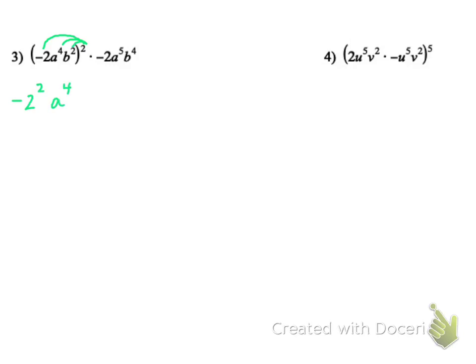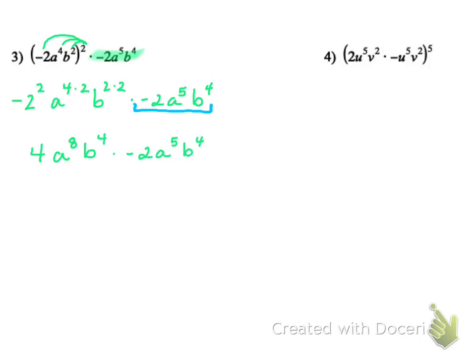Number 3, I first need to distribute that power of 2 to everything inside the parentheses. Remember, it's power to a power, so I multiply. So I get negative 2 to the 2nd, a to the 4 times 2, b to the 2 times 2, and that last part just stays the same because I'm not doing anything with that yet. So now I've simplified that first part, so I get 4 from the negative 2 squared, a to the 8th, b to the 4th, and I still have this part just hanging on at the end.